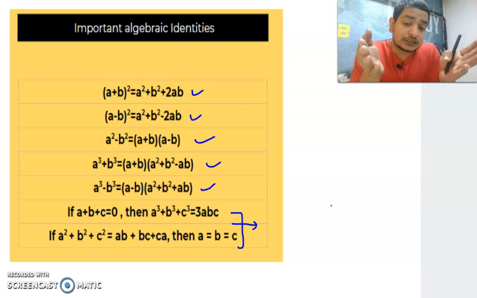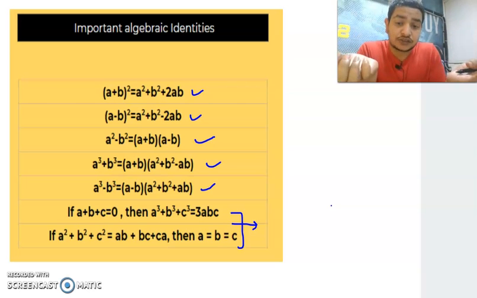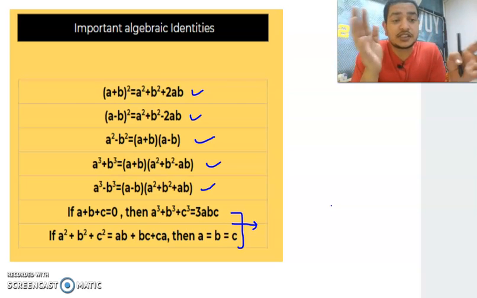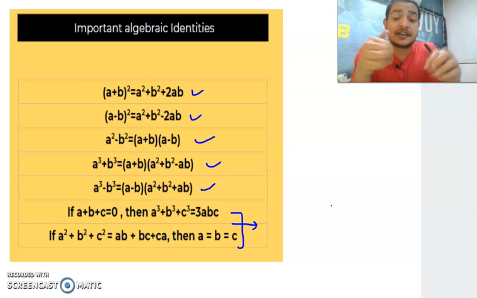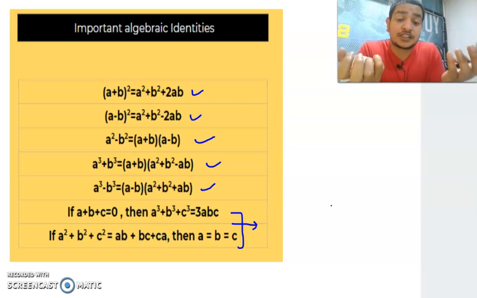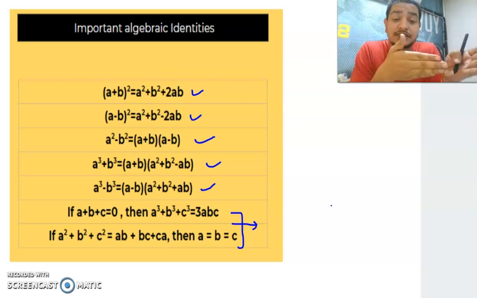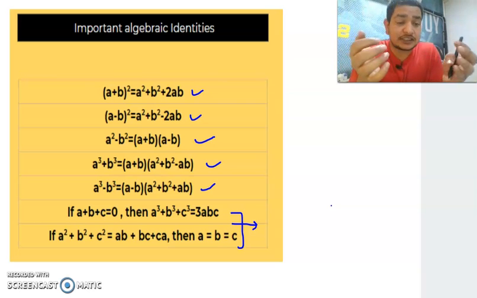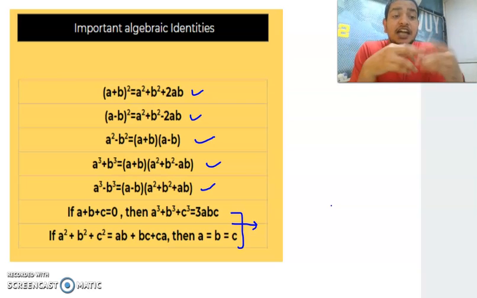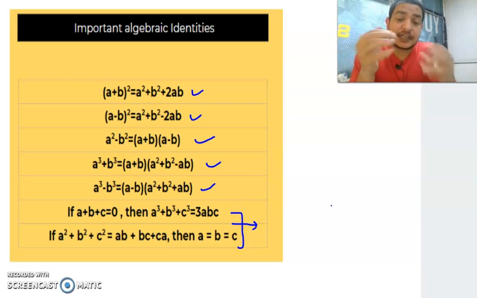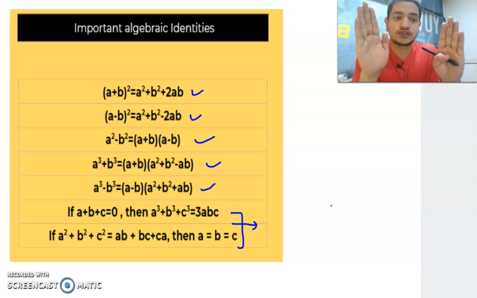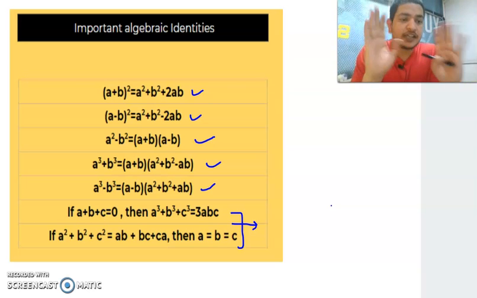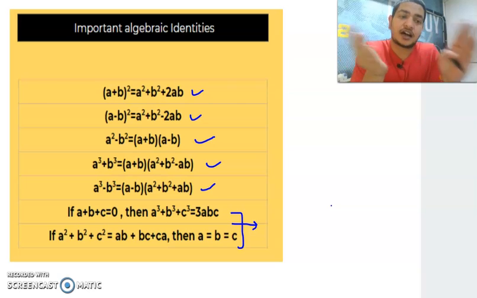Some questions are asked with the last two properties, like if a plus b plus c is equal to 0, then a cube plus b cube plus c cube is equal to 3abc, and if a square plus b square plus c square is equal to ab plus bc plus ca, then a is equal to b is equal to c. These two properties are asked in CBSE, but not that frequently. Rather than that, a cube plus b cube and a cube minus b cube are frequently asked. So we will learn how they are using algebraic identities in our chapters.